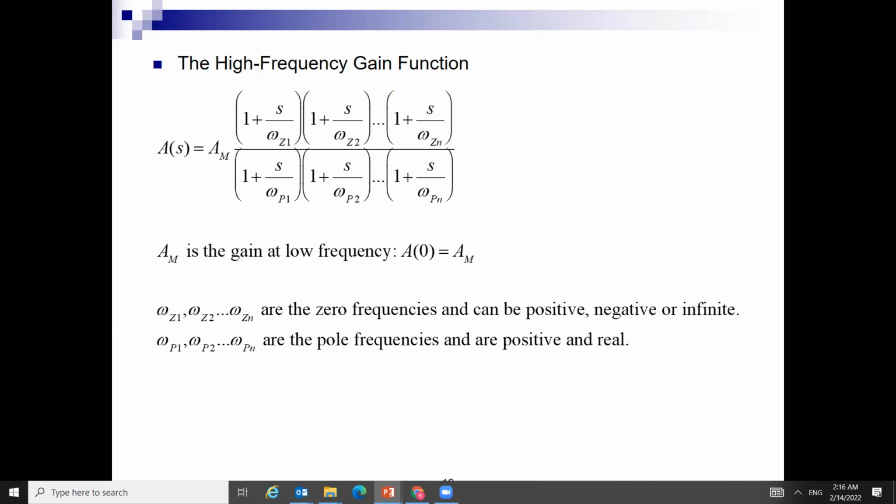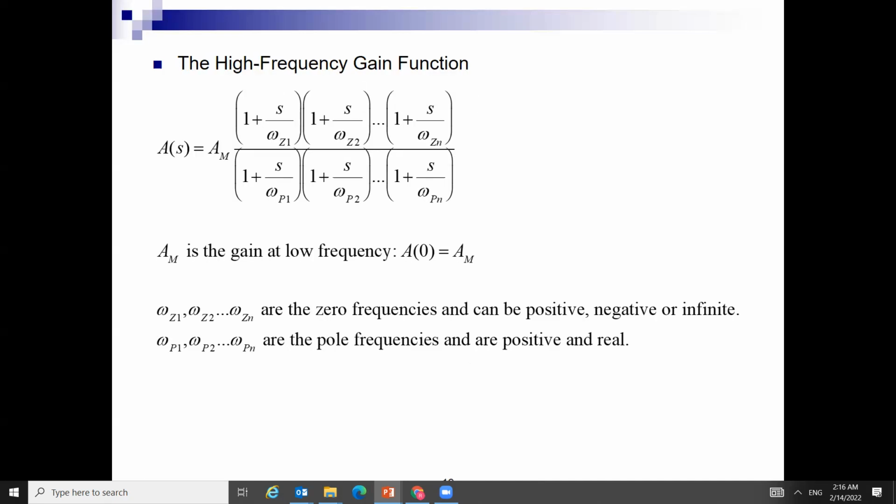The poles, the omega P's, are the pole frequencies, and they are positive and real. Why positive? Because 1 plus s over omega P equals 0 if and only if s equals minus omega P, so I have a pole at s equals minus omega P, right? So it has to be in the left half plane, so we want these to be positive and real.